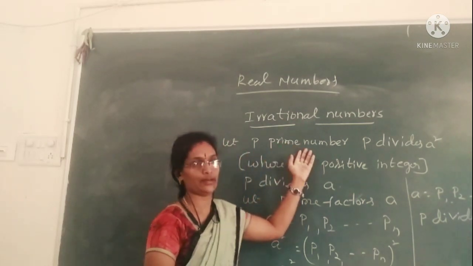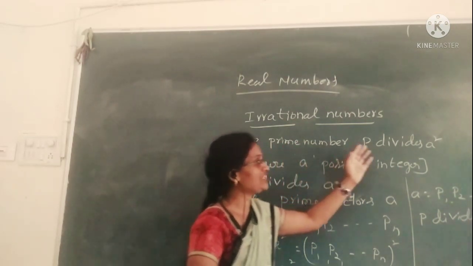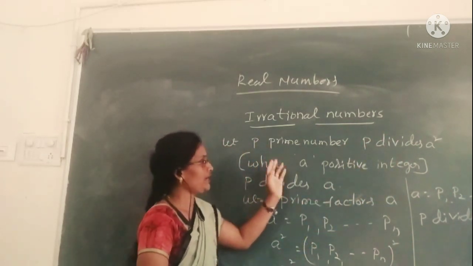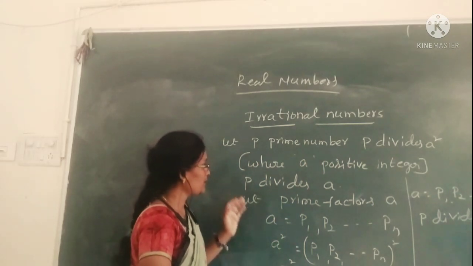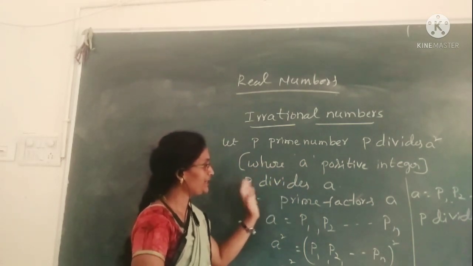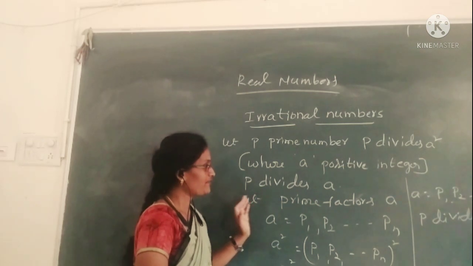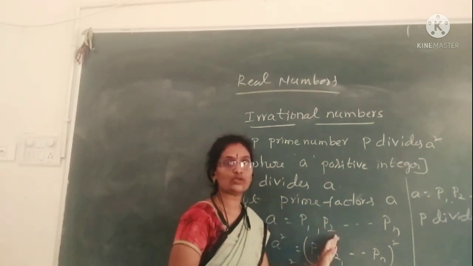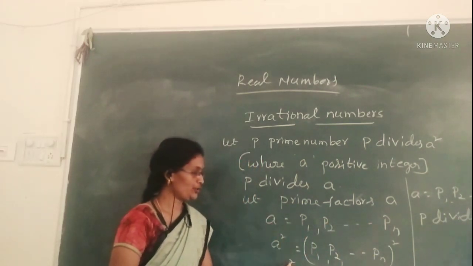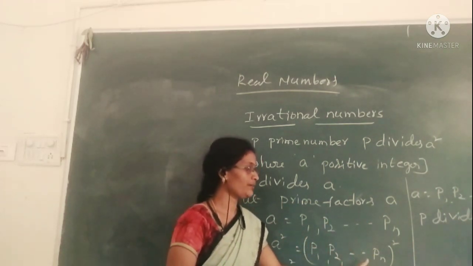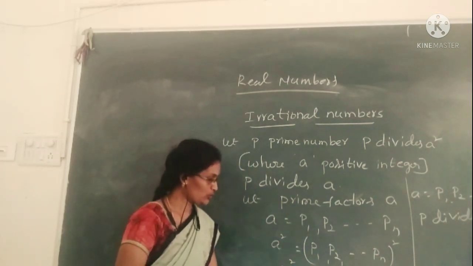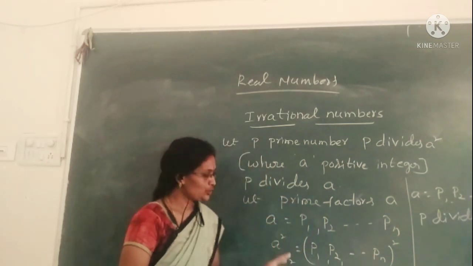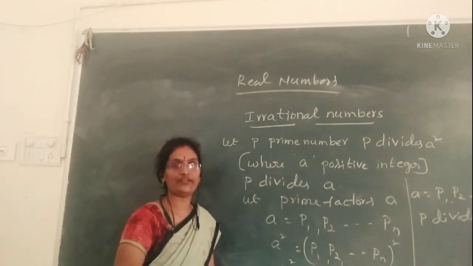Another way we can explain: let P be a prime number, and P divides A squared, where A is a positive integer. Then P also divides A. Let P1, P2 and so on Pn be the prime factors of A. Then A is equal to P1, P2 and so on Pn, so A squared is equal to P1, P2 and so on Pn whole squared, which is P1 squared, P2 squared and so on Pn squared. So P divides A squared.